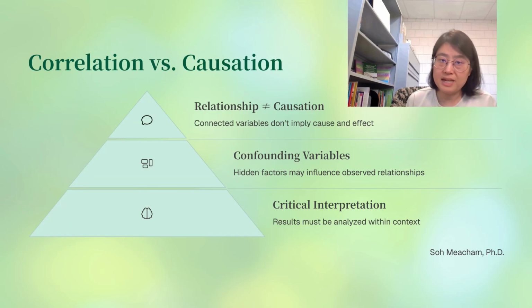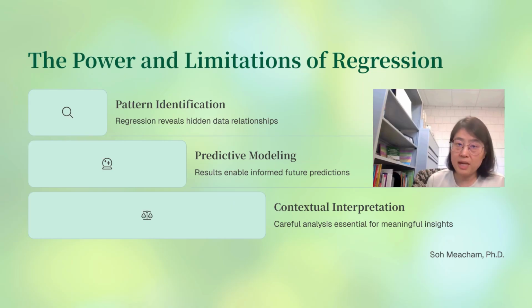Finally, let me emphasize a key point. Correlation is not causation. Just because two variables are related in a regression model does not mean one causes the other. Other variables called confounders might be influencing the relationship. In our early childhood example, maybe parents who have more books at home also spend more time talking with their children. It's important to think critically and contextually about what the model is really telling us. Regression gives us a powerful lens to see patterns in data and to make informed predictions, but we must always interpret results carefully and within context.